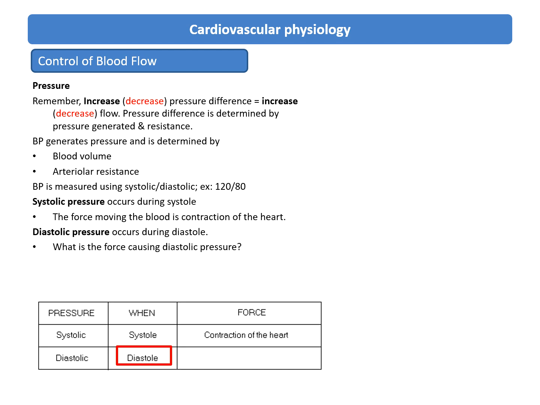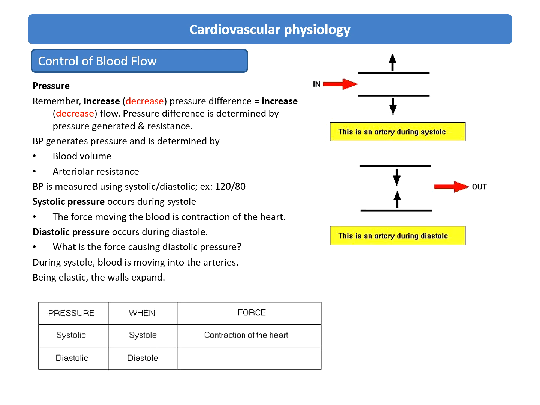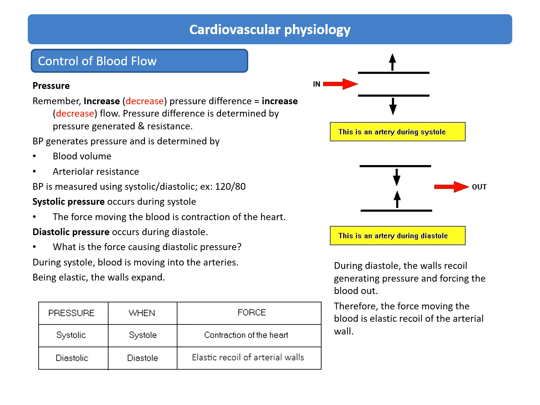If you think relaxation of the heart, oh no, that's not it. How can relaxation generate pressure? It has to be something pushing. During systole, blood is moving into the arteries. When that happens, the walls of the arteries expand because they're elastic. And during diastole, the walls recoil, generating the pressure and forcing the blood out. So the force moving the blood during diastole is the elastic recoil of the arterial wall.